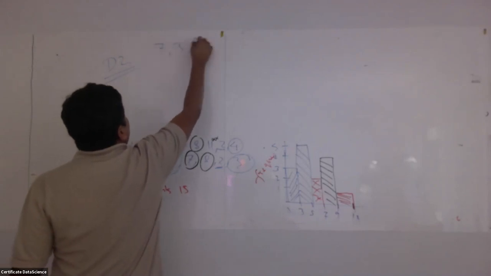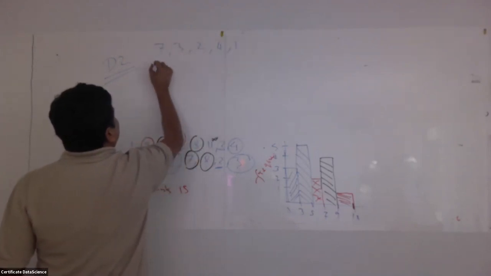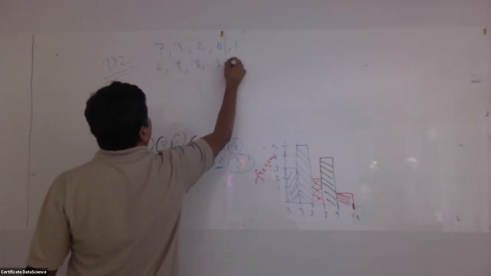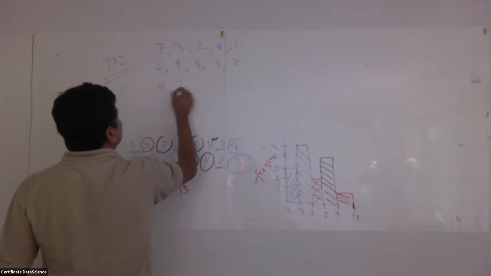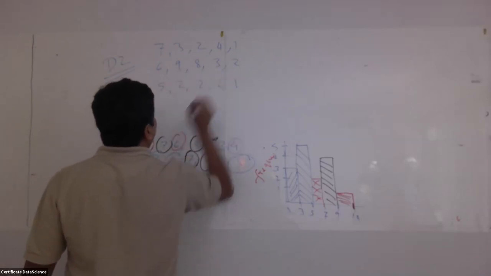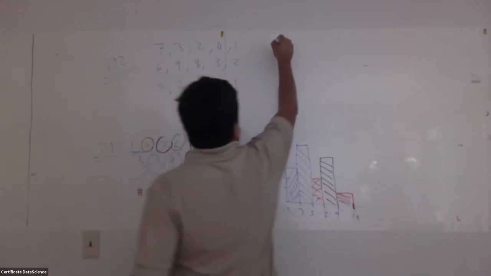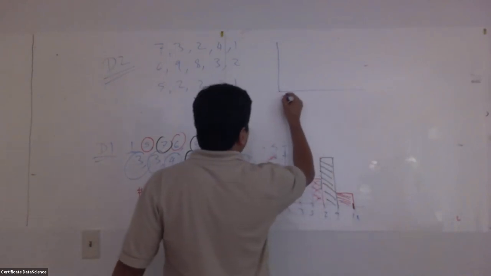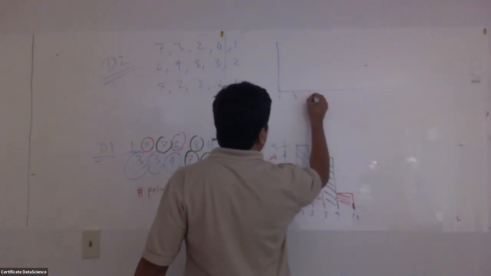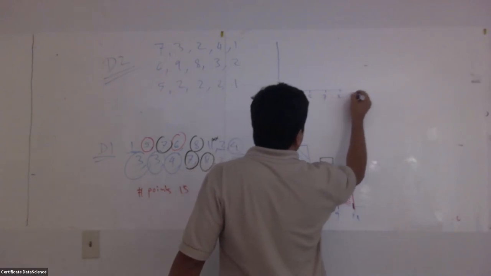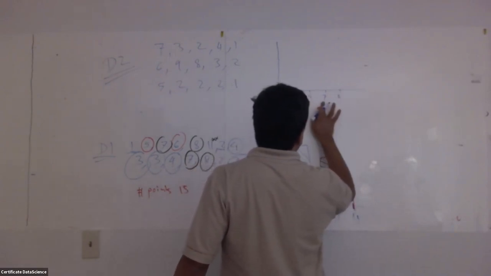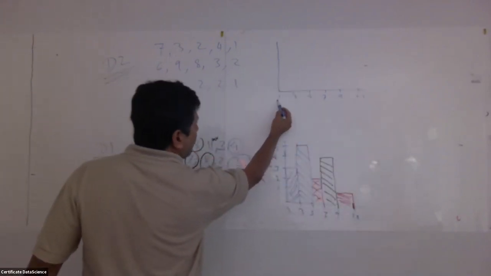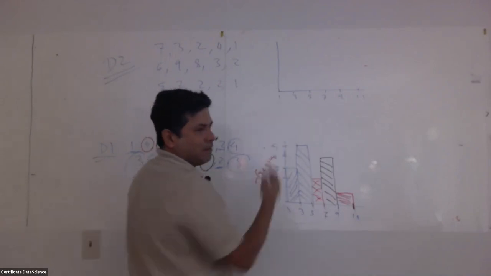7, 3, 2, 4, 1, 6, 9, 8, 3, 2, 5, 2, 2, 2, 1. Okay. I'm going to swap quickly, by the way. This is also between 0 to 11: 1, 3, 5, 7, 8, 3, 5, 7, 9, 11. So how many are between 1 and 3? How do you write that?